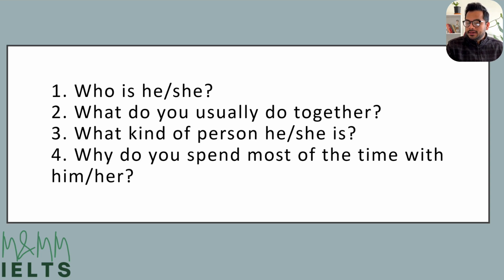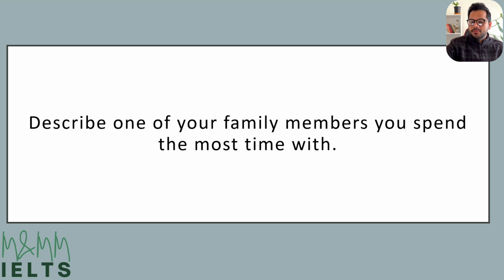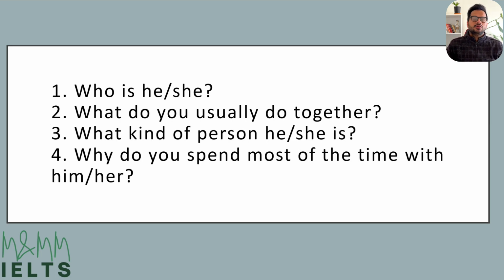So, first, who is he or she? Whenever they say family member, what comes to your mind? Your parents, your brother, sister, siblings, all those people. That's why they're asking who is he or she. It could be your father, your mother, your brother, your sister, your cousins, anyone from your family. Then, what do you usually do together? What kind of person is he or she, and why do you spend most of the time with him or her? So we have to give answers and reasoning behind these 4 questions.